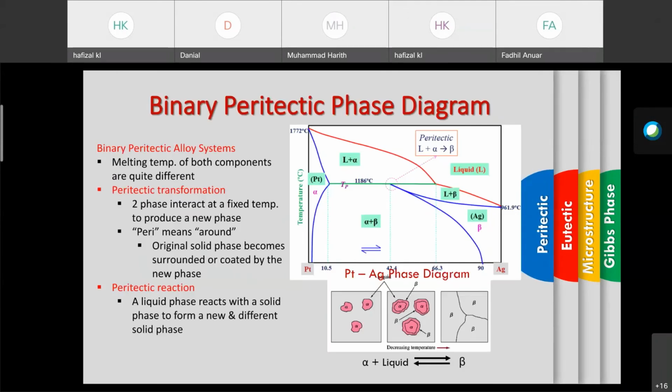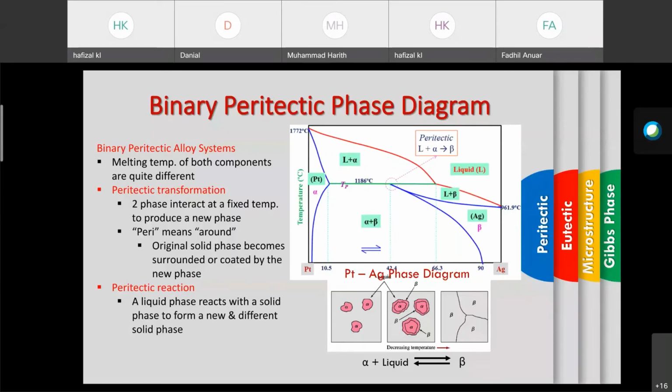Right, and then finally, previously we had the eutectic, and now we have the peritectic. Okay, the peritectic also happens in a different phase diagram. We have the PtAg phase diagram. If you have the PbSn phase diagram, we can only observe the eutectic. For the PtAg phase diagram, we have the peritectic.